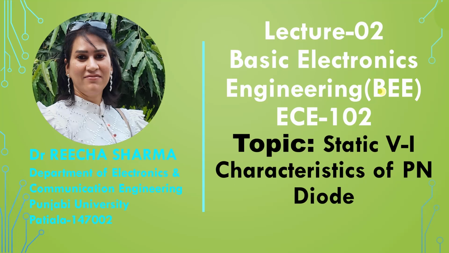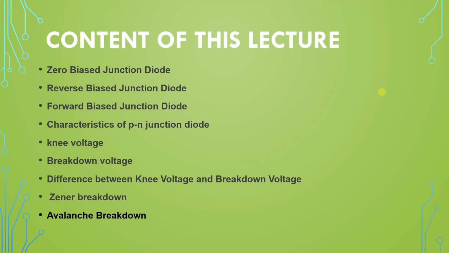The topic of today's video lecture is Static VI Characteristics of PN Junction Diode. In this video lecture we will cover what is meant by a zero biased junction diode, reverse biased junction diode, forward biased junction diode, characteristics of PN junction diode, then what is meant by knee voltage, breakdown voltage, and what is the difference between knee voltage and breakdown voltage, Zener breakdown and Avalanche breakdown. We will discuss all these one by one.